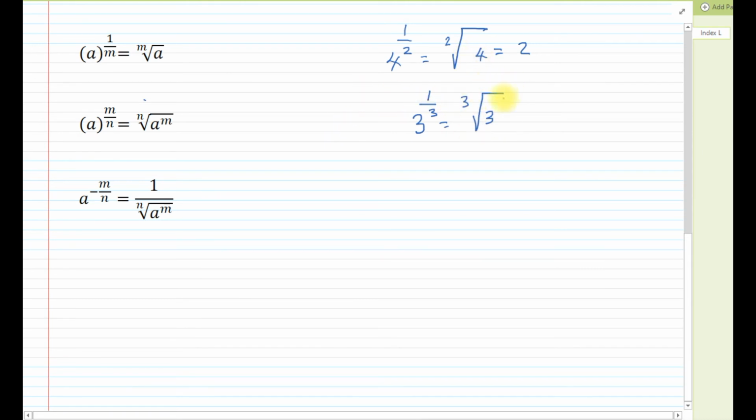So that's basically what a fractional index means. You put a radical sign, and the number in the denominator appears in the little V shape part of the radical. Let's do one example: 125 to the power 1 over 3. I know this one. This would be the cube root of 125, which would be 5.